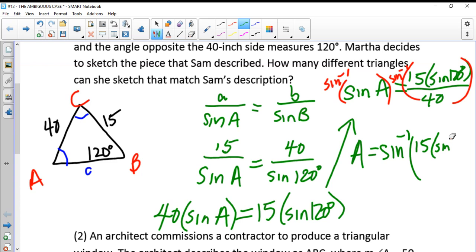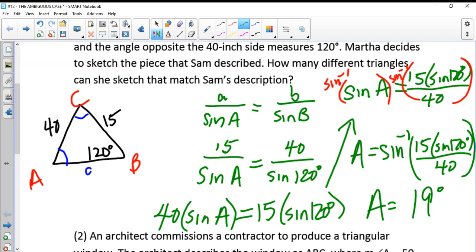So 15 times the sine of 120 degrees all over 40. So this is what we're going to calculate. Measure of angle A is the inverse sine of 15 times the sine of 120 divided by 40. So in your calculator, we would do that. And what you're going to end up with is finding that the measure of angle A is approximately 19 degrees.